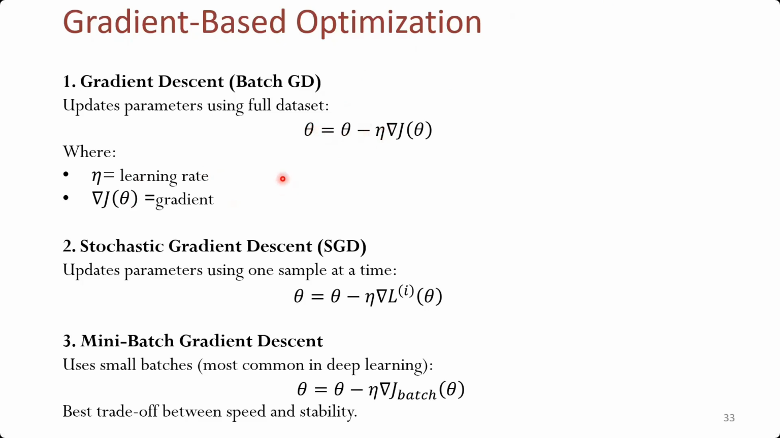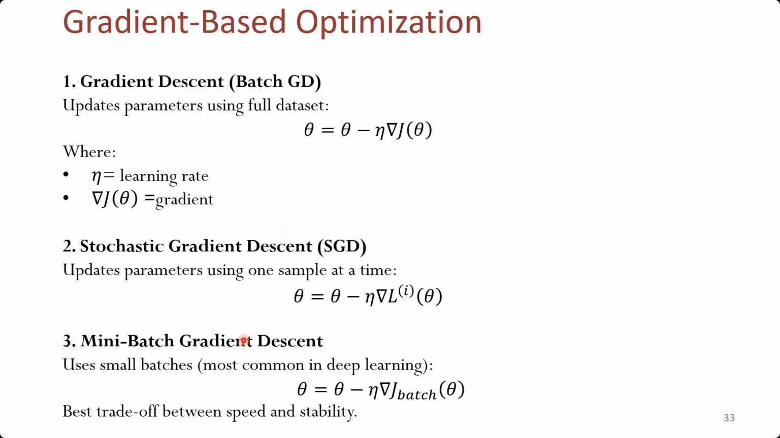The second one is stochastic gradient descent, that is SGD. It updates the parameters using one sample at a time. When we consider one sample at a time to calculate the best values for the parameters, that becomes stochastic gradient descent.